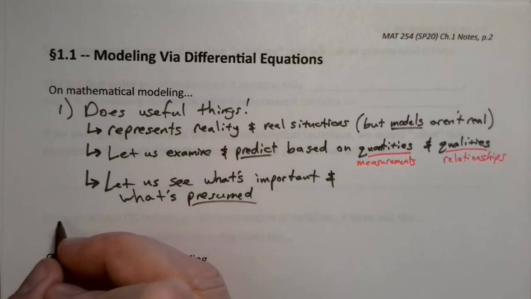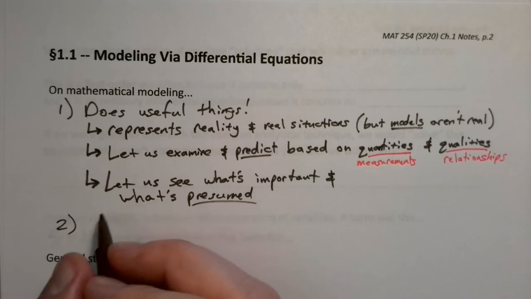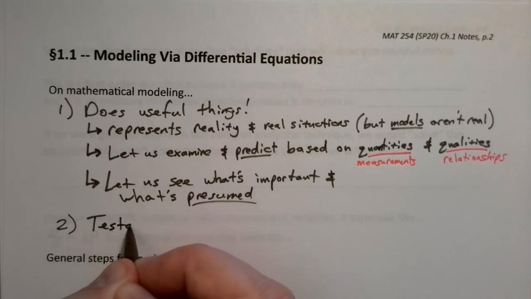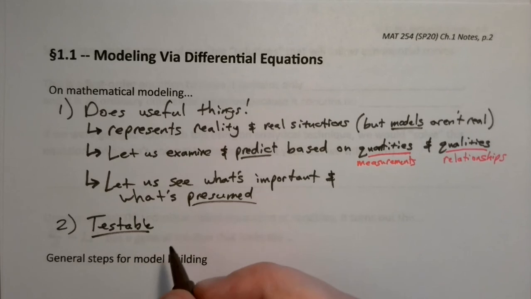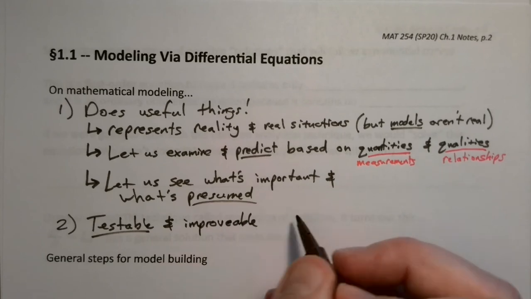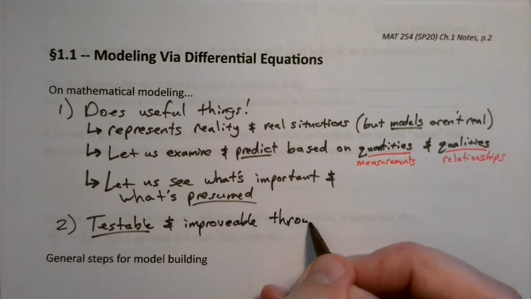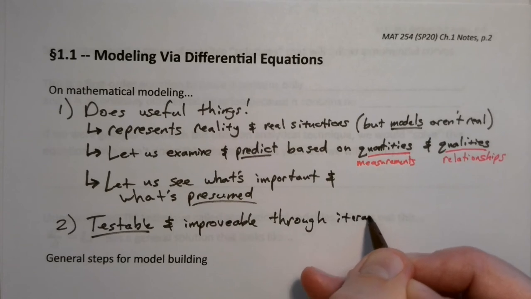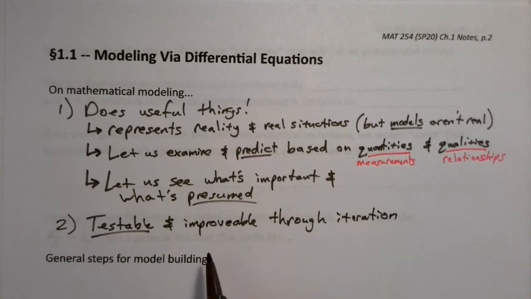But really, models also do two things. They are testable, and that's super important. And they're improvable through iteration. In other words, we can test a model, but we can always make it better by practicing with it, by going run after run after run.